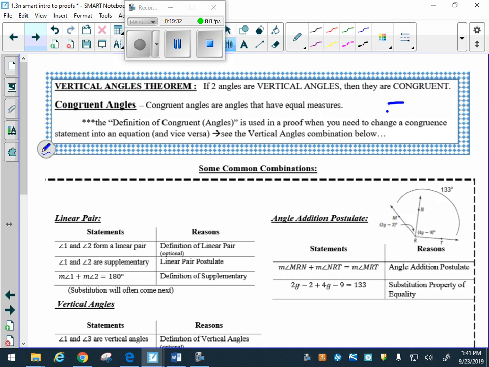By the way, this is the symbol for congruent. You guys seen that before? Okay, that means congruent. So every time you see that, you can read it as "is congruent to." It's like an equal sign with a squiggle. So if two angles are vertical angles, then they are congruent. Well, what do we know about what congruent means? If two angles are congruent, then their measures are equal.